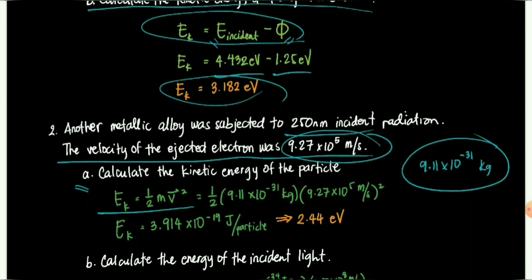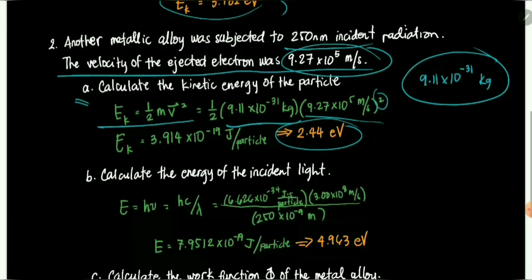So substituting the values, we have this 9.11 times 10 to the negative 31 kilograms for the mass of the electron and 9.27 times 10 to the 5 meters per second. Tapos isa-square natin yung velocity. So we will get 3.914 times 10 to the negative 19 joules per particle. So kung i-convert nyo to sa electron volts, you will get 2.44 electron volts.